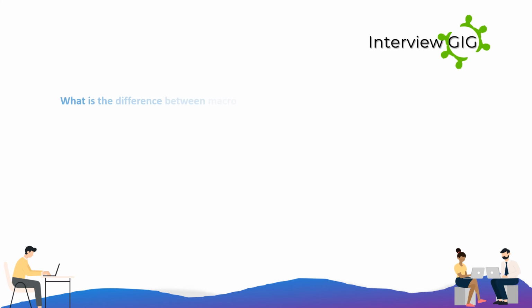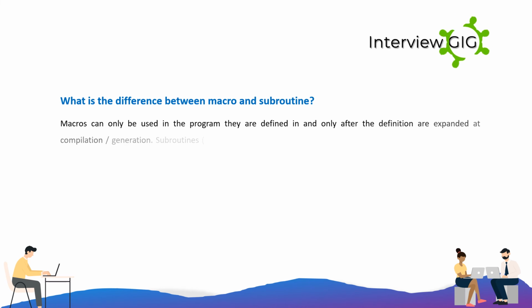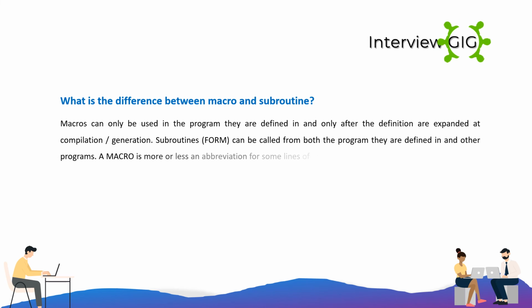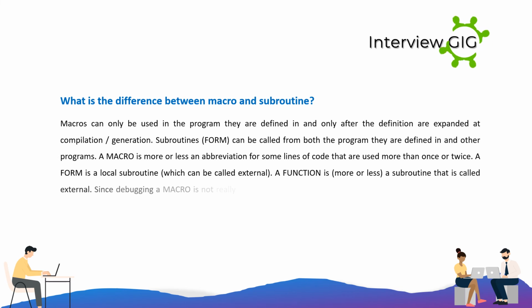What is the difference between macro and subroutine? Macros can only be used in the program they are defined in and only after the definition are expanded at compilation, generation. Subroutines, FORM, can be called from both the program they are defined in and other programs. A macro is more or less an abbreviation for some lines of code that are used more than once or twice. A form is a local subroutine, which can be called external. A function is, more or less, a subroutine that is called external.